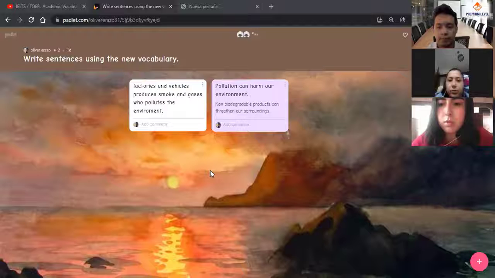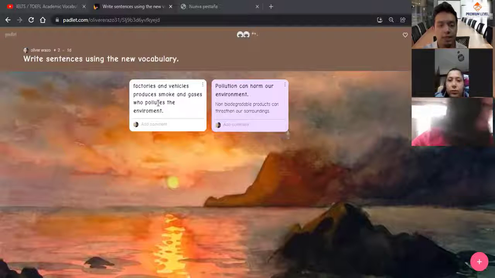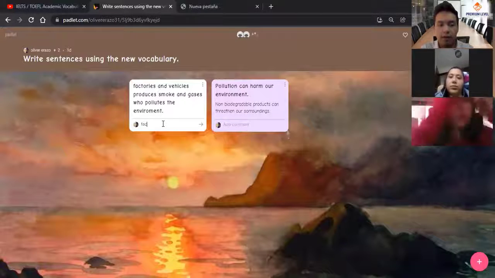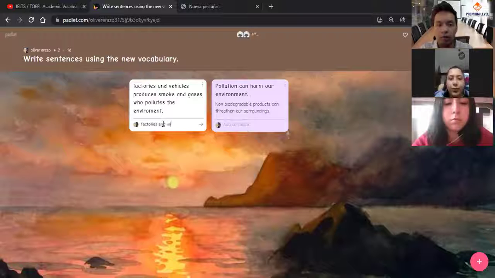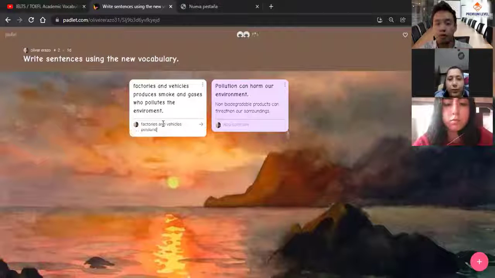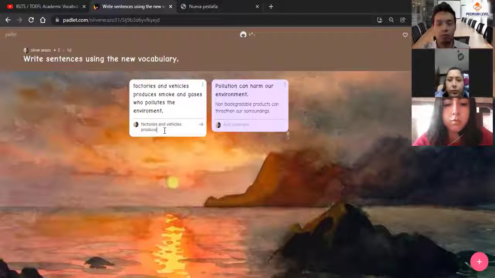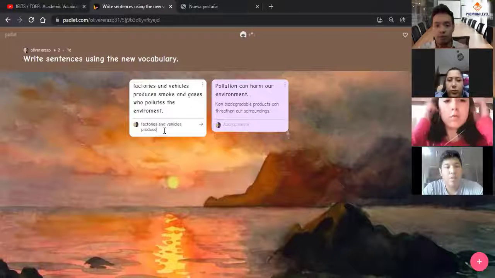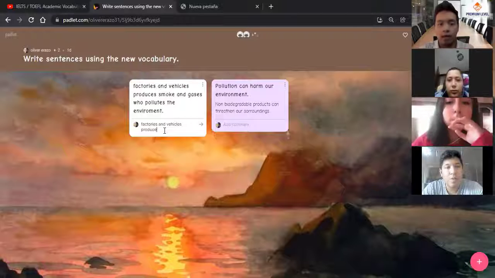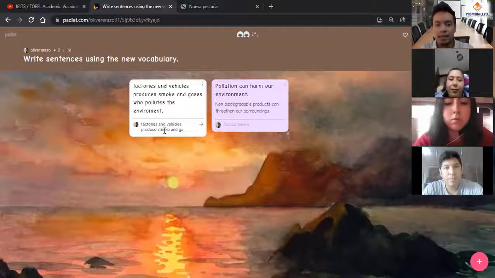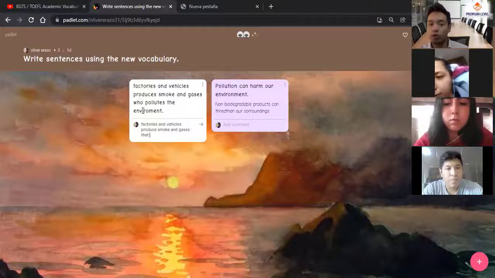Let's analyze Gerardo's sentence. Factories and vehicles produces smoke and gases who pollutes the environment. Okay, Gerardo, it would be much better if you say something like factories and vehicles produce, all right? Because we're talking about two things, so we don't use produces. We're not talking about just one, we're talking about two things. So factories and vehicles produce smoke and gases.